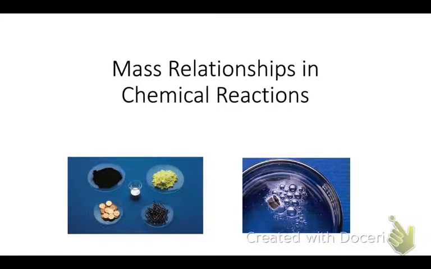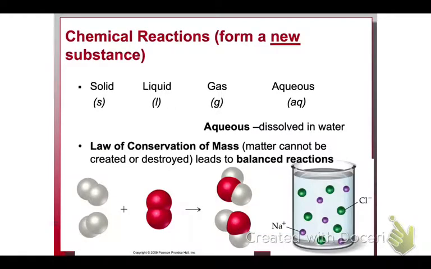This lecture is about mass relationships in chemical reactions. A chemical reaction describes what happens between two different reactants to form two or more products. Of course, we try to simplify it here and keep it to two reactants, but it can be more. They can transform themselves into new products, forming a new substance.